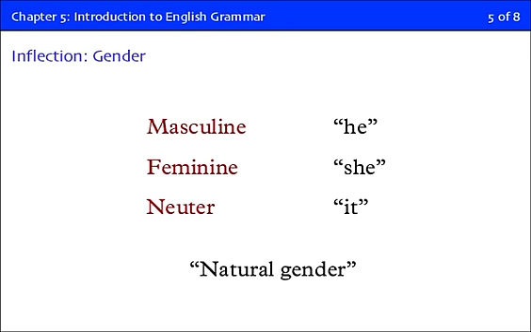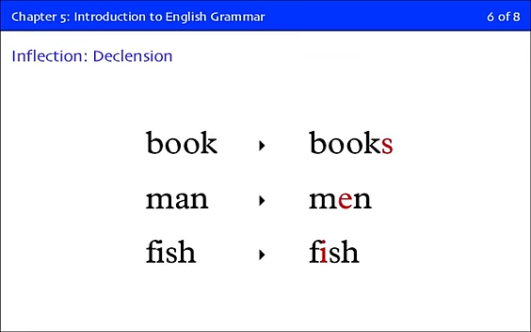And English generally follows what is called natural gender. In other words, do you think of Matt as a male or a female? Well, we think of Matt as a male, and therefore we refer to your head TA as he. But if it's a rock, you generally would say it.